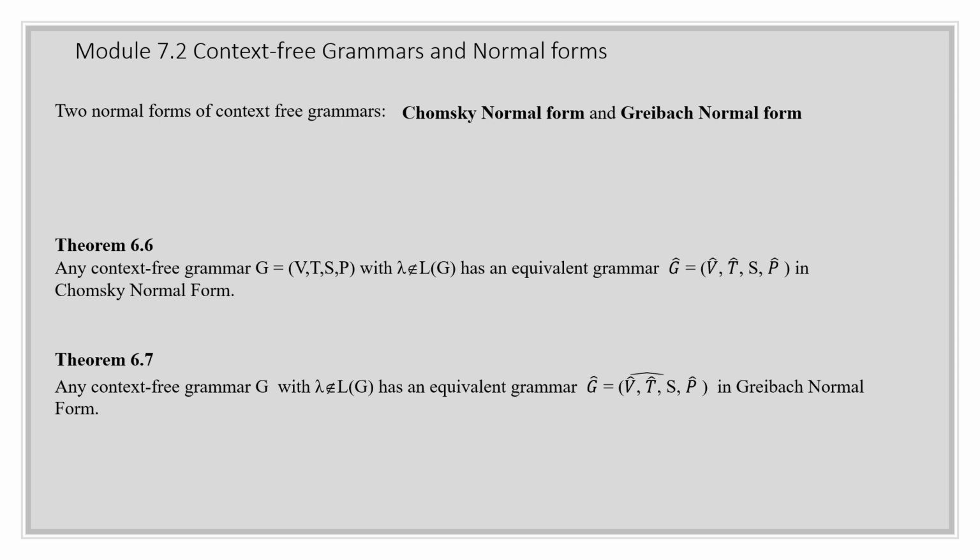So this is just saying that any context-free grammar that does not have the empty string has an equivalent grammar in Chomsky normal form and also an equivalent grammar in Greibach normal form. Obviously, if it's the empty string, that has to have a lambda production, so there's nothing you can do about that when you are doing these normal forms.